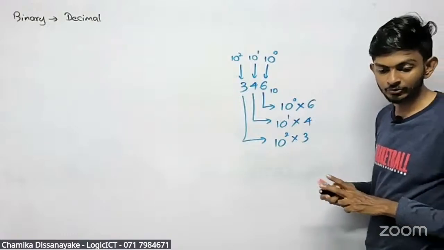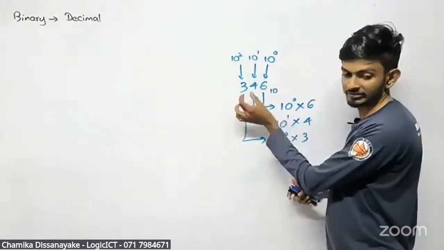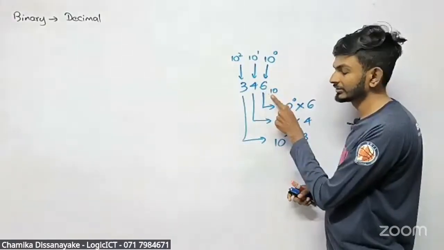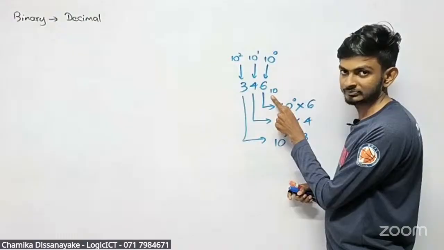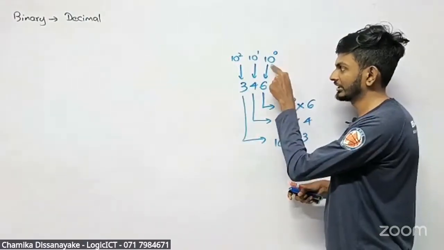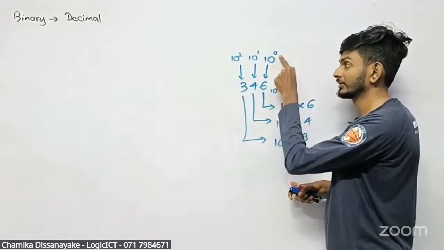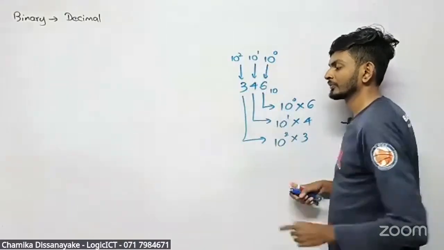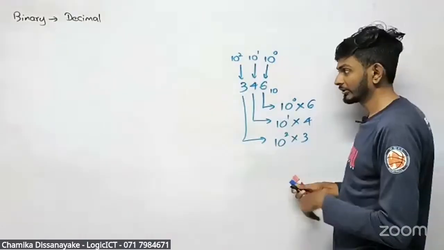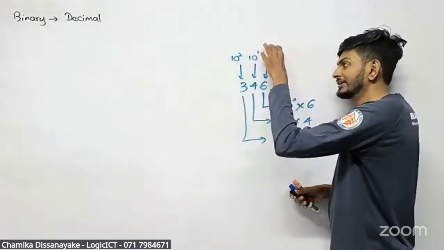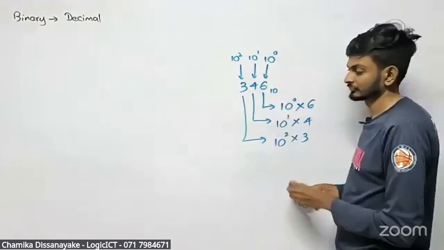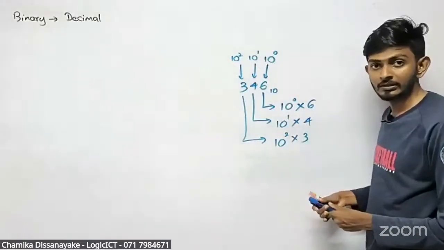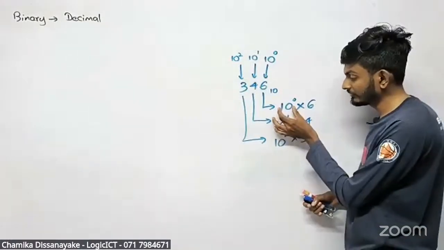What do we have to do? We have to consider the weighting factor. You know, this is a base 10 number. That means the weighting factor will be base 10: 10 to the power 0, 10 to the power 1, 10 to the power 2. What we are going to do is multiply the weighting factor by the value. That is the thing I have done here. Let's see what the value of these weighting factors will be.